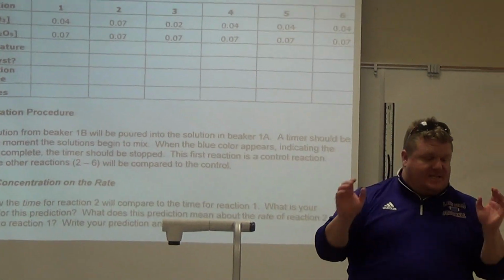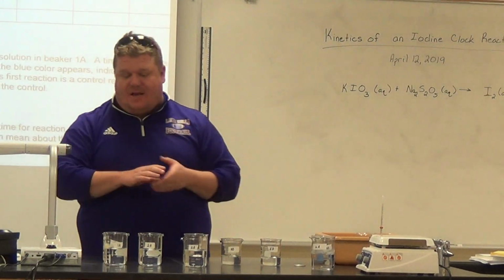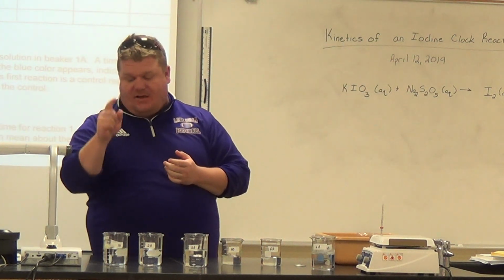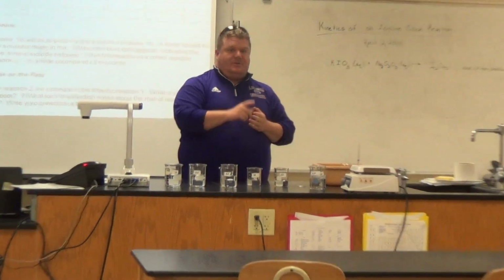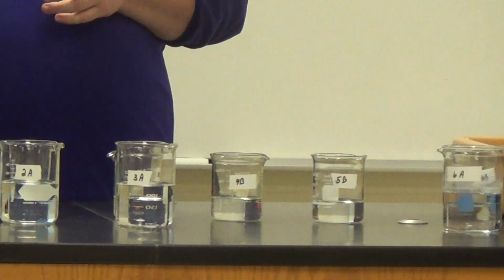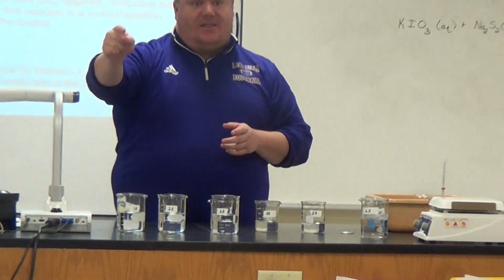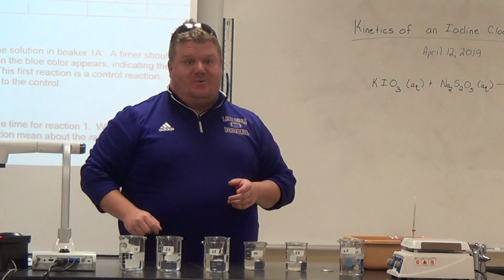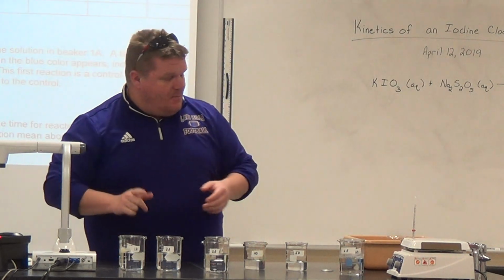All right, so I have 6 different mixtures set up here. They're labeled 1A, 1B, 2A, etc. All we'll do for each one is I'll pour the contents of the B beaker into the A beaker. Our timer, Mr. Manis, is going to start as soon as the solution starts to mix. So I'm going to pick the beaker up and pour it. As soon as you see it first enter the solution, start the timer, and then stop it when you see the blue color.